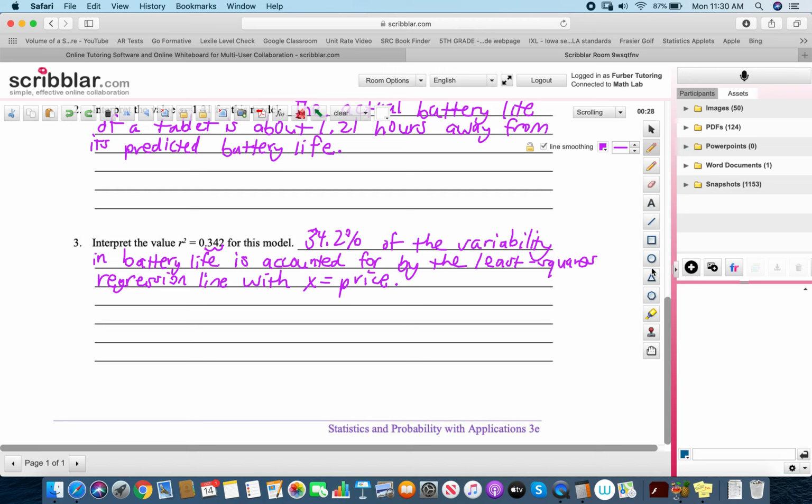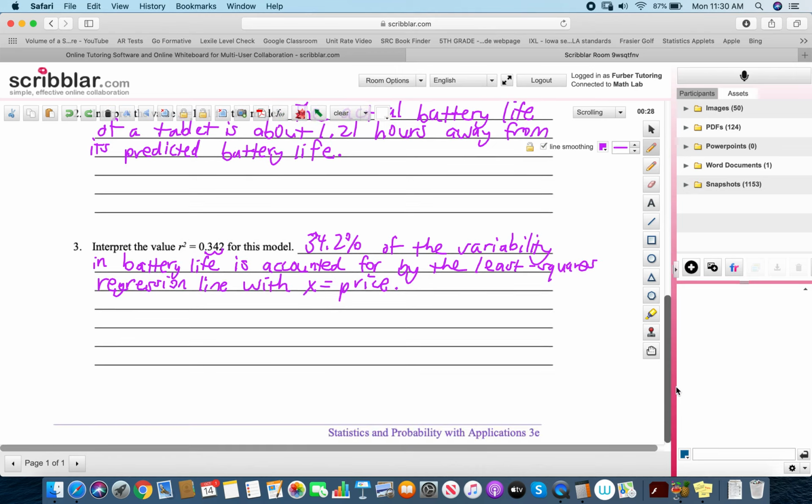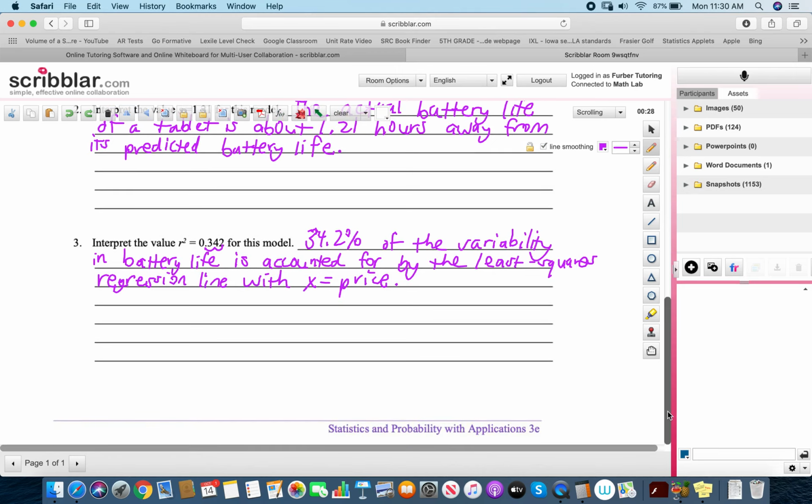So there's not a really strong correlation between the two. Obviously, they're going to charge more if their battery life is good, but that doesn't affect whether or not the battery actually lasts. So not a very strong percentage of the prediction of the variability.